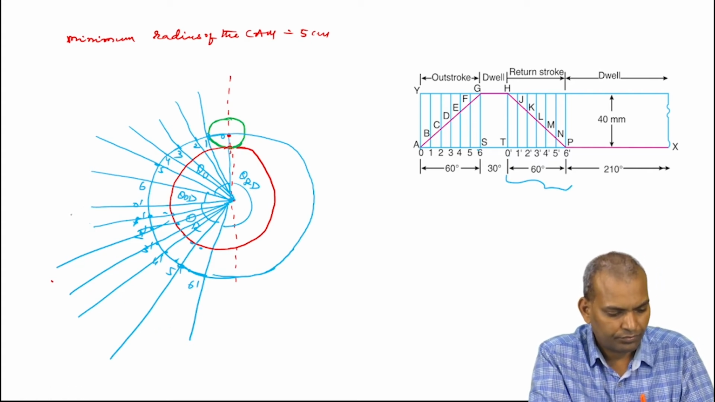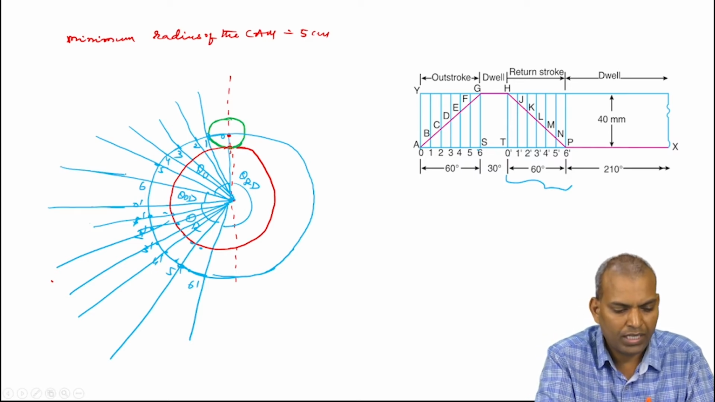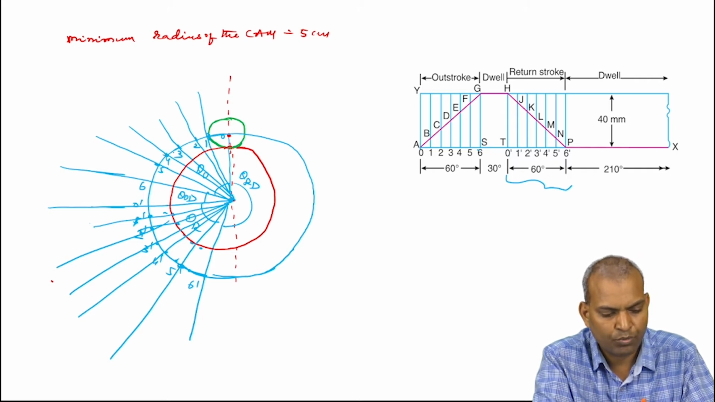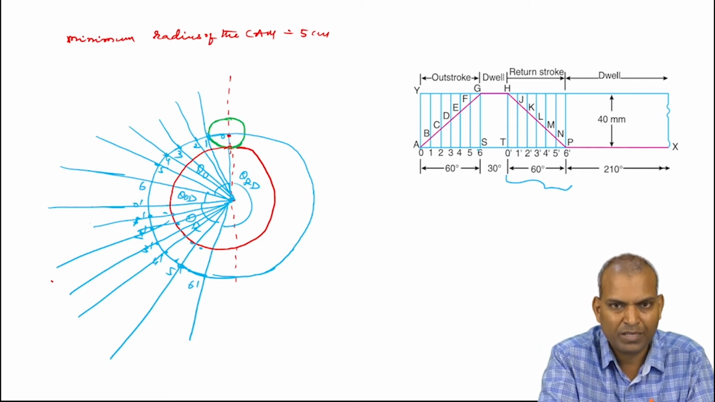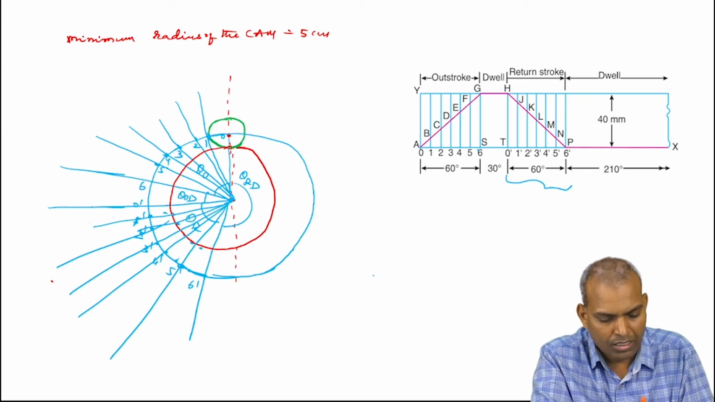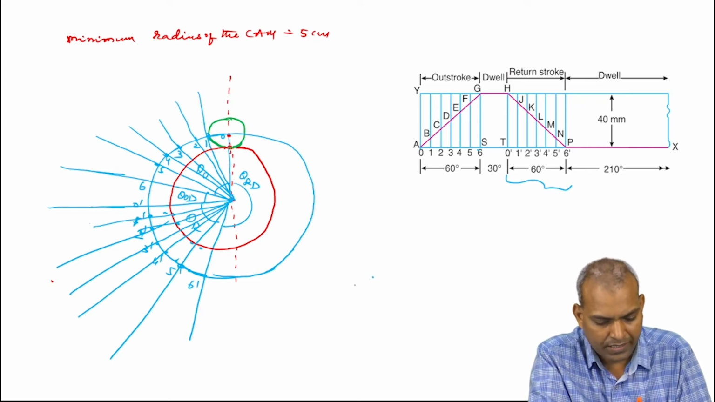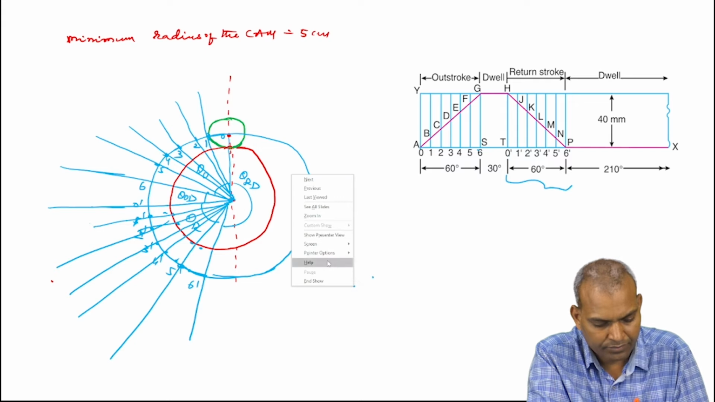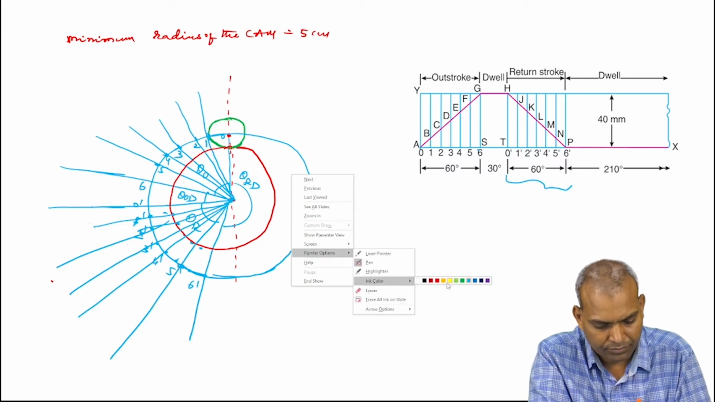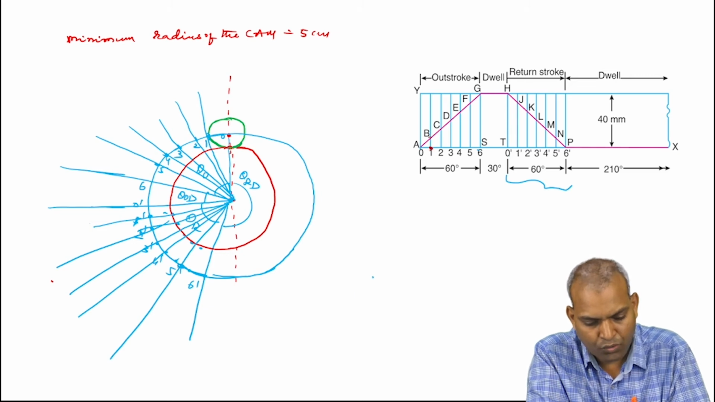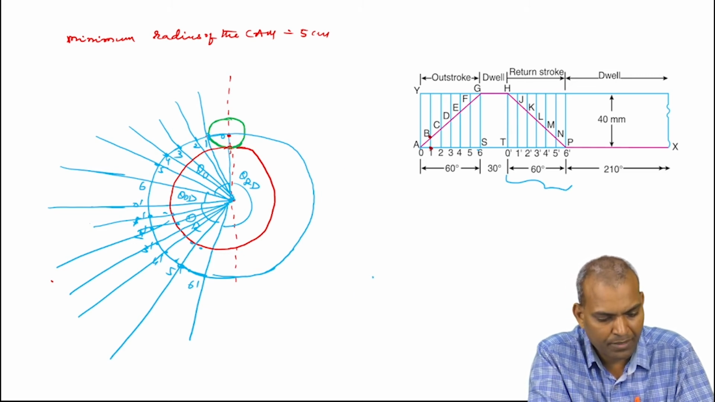Now, what to do after that? We have to mark from those points and draw displacement lines. Then the next step is to take the length 1 to B. This is the distance 1 to B from the prime circle. Mark it. This is the B point.